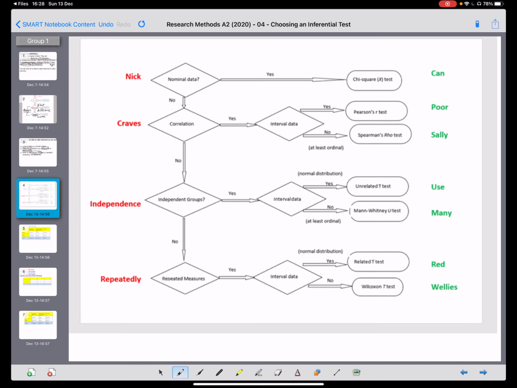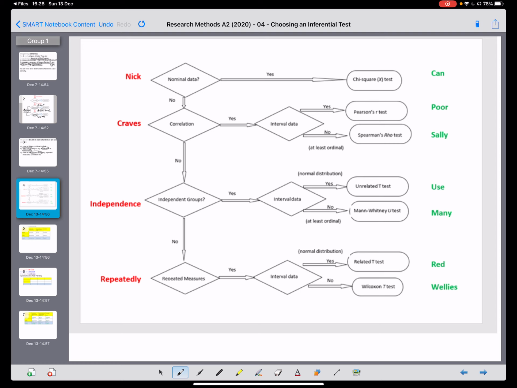Spending time with this will actually be worth your while, because there's always going to be marks for correctly deciding the right type of inferential test. And of course, if you choose the wrong one, you lose all the marks.